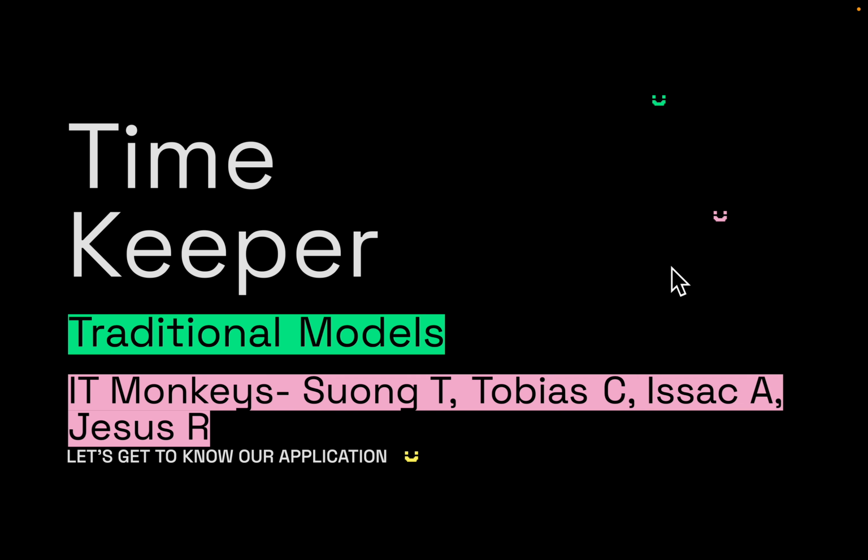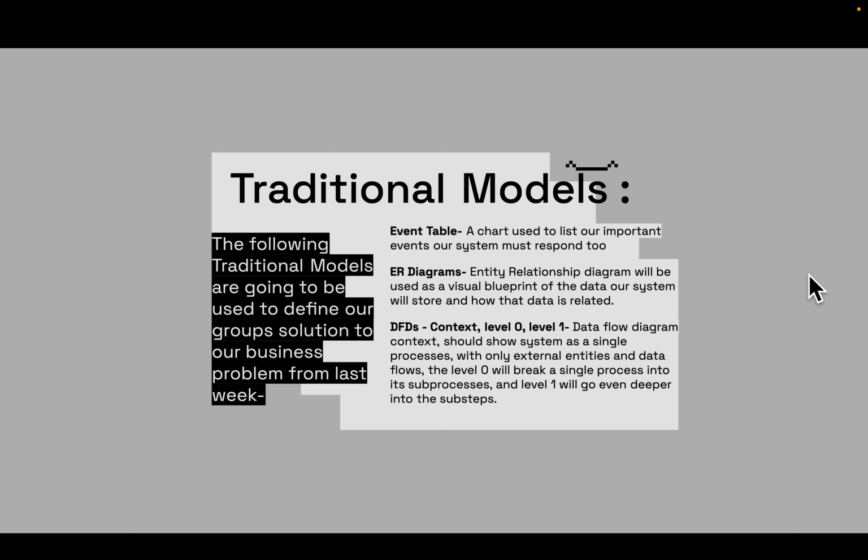We're still developing our Timekeeper application, and this is our presentation to present our traditional models. So we're gonna be using the following traditional models to define our group solution to our business problem from last week. We have our event table. It's going to be a chart used to list our important events our system must respond to.